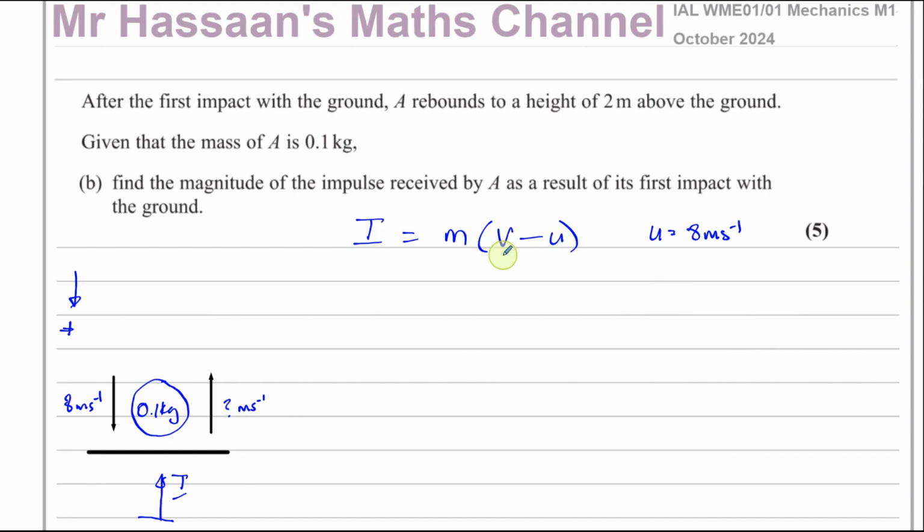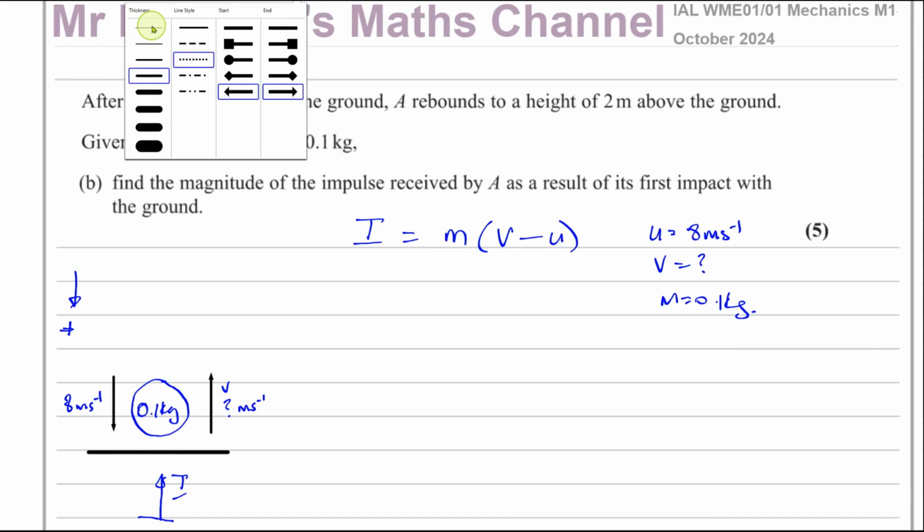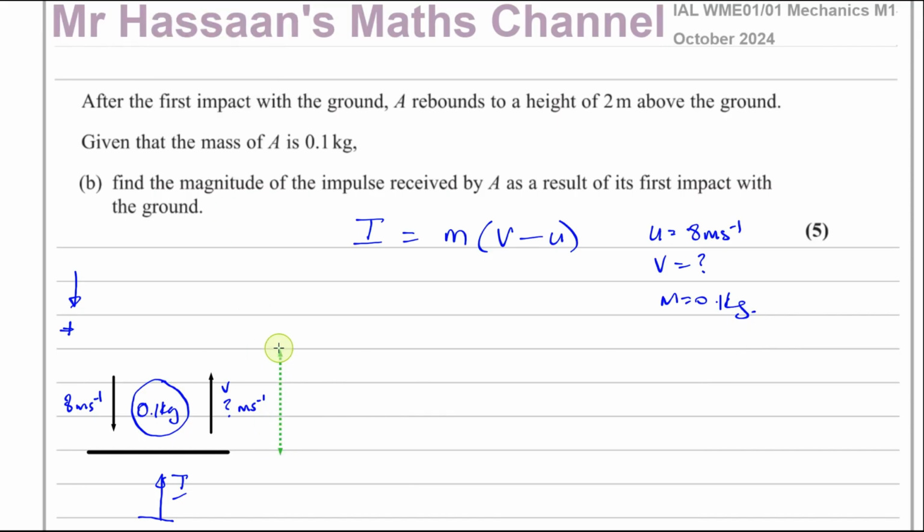And the value of v here, the v in this case, is something I need to find out. How do I find out that v? Of course, I know m is 0.1 kilograms. Well, they told us that after the first impact with the ground, this object rises up 2 meters. So its vertical height that it reaches, due to gravity it's going to be decelerating as it goes up. That's 2 meters.